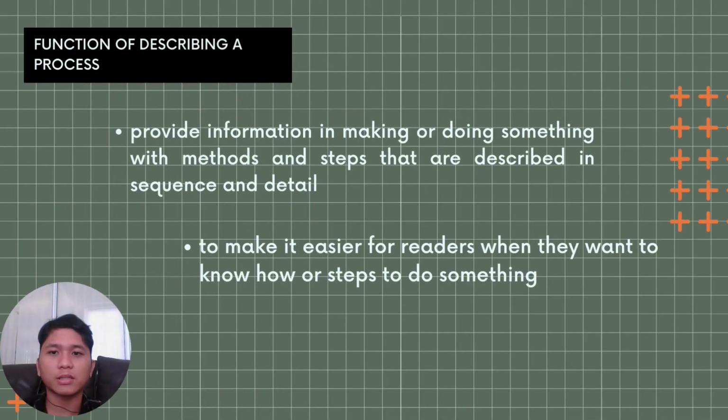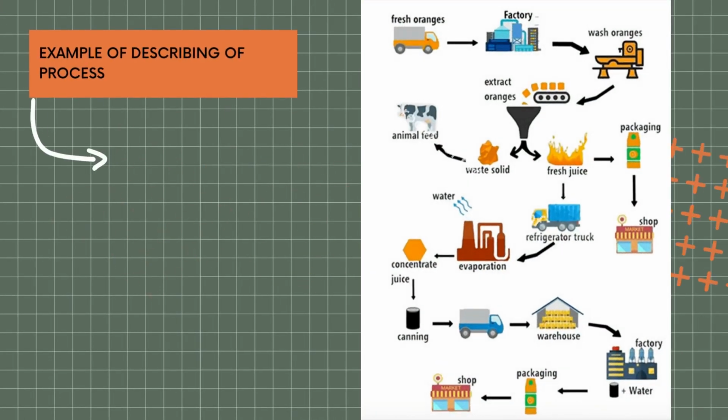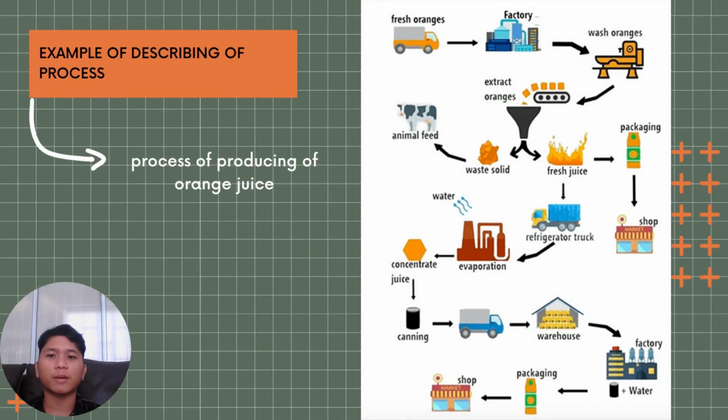So the next slide is about the function of describing a process. There are two functions. The first is to provide information in making or doing something with methods and steps, described in sequence and detail. And the second is to make it easier for readers when they want to know how or the steps to do something.